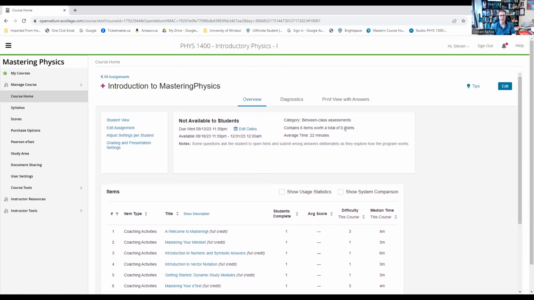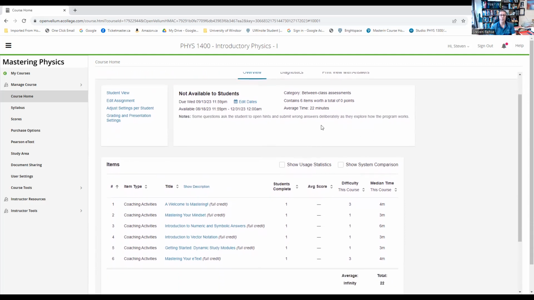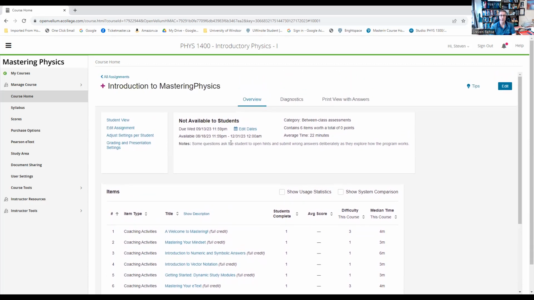It really should be worth a lot more points, but because, as it says here, some questions ask the student to open hints and submit wrong answers deliberately, there's no points for it, because you're not going to be penalized for opening hints, submitting wrong answers. It's just to show you what's going to happen when you actually do that in the real assignments. But please do that right away. There's no reason, once you have Mastering Physics access, that you can't just go ahead and do that right away. Do it before the class starts, okay?